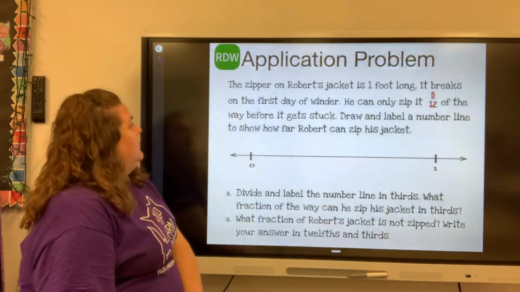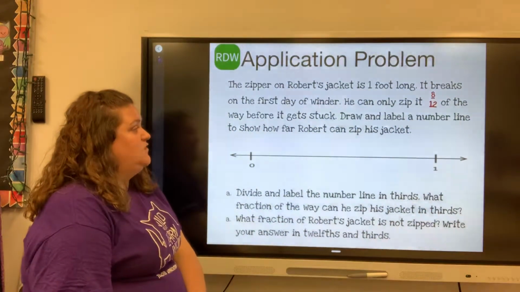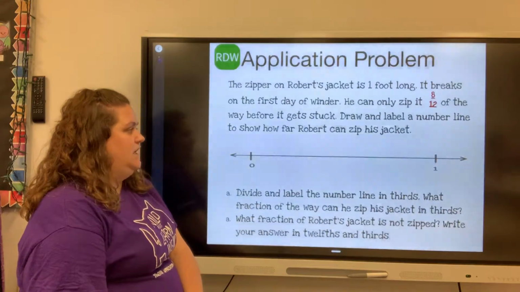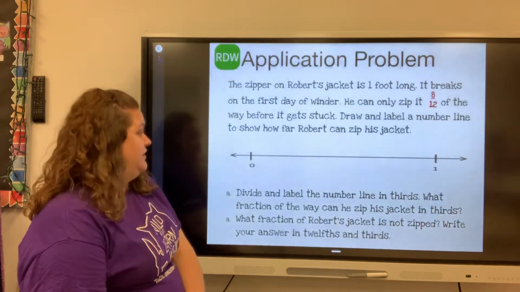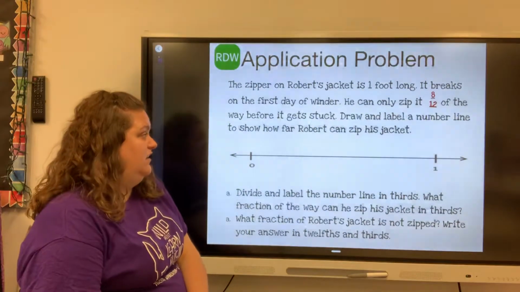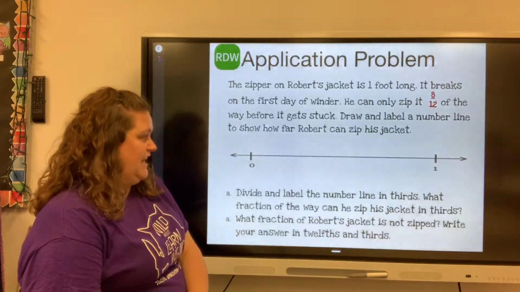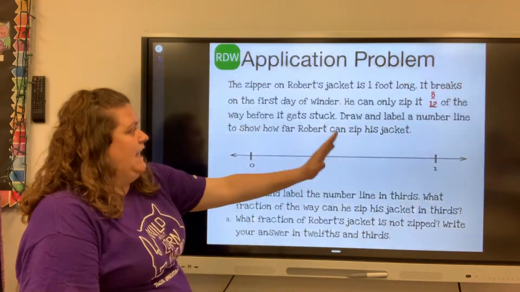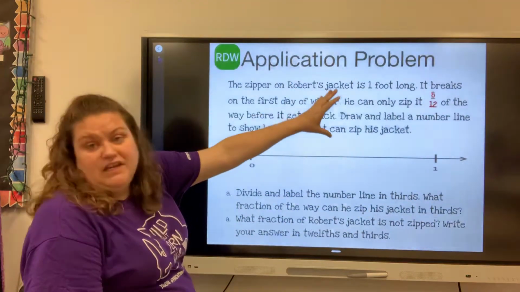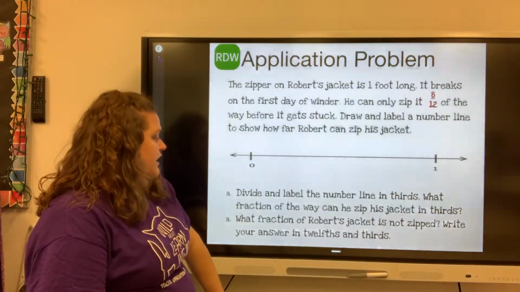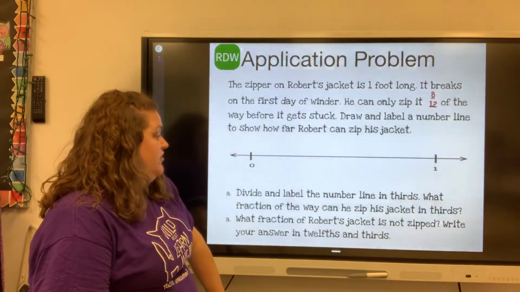So the zipper on Robert's jacket is 1 foot long. It breaks on the first day of winter. He can only zip it 8/12 of the way before it gets stuck. Draw and label a number line to show how far Robert can zip his jacket. So they already did 0 to 1, and we're going to figure out how far he can zip his jacket on that day.